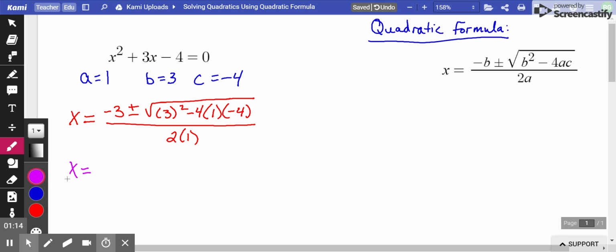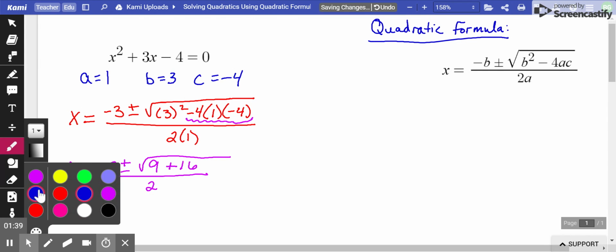Then you just start simplifying. Start underneath the square root. So you still have negative 3 plus or minus the square root. 3 squared is 9. These three terms get multiplied simultaneously, so all together, negative 4 times 1 is negative 4, times negative 4 is a positive 16. And your denominator, 2 times 1 is 2.